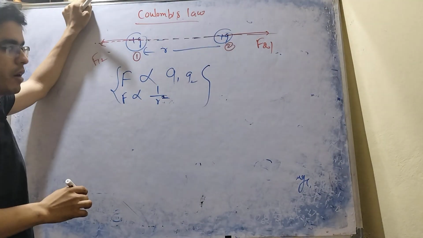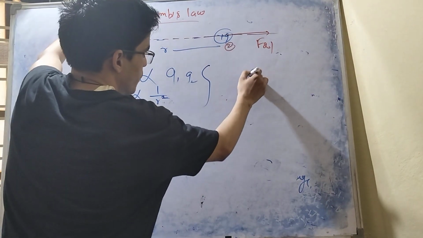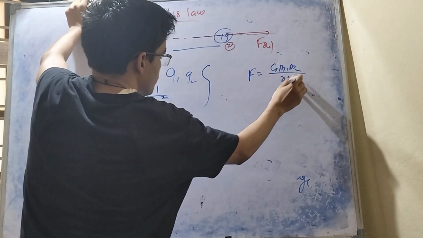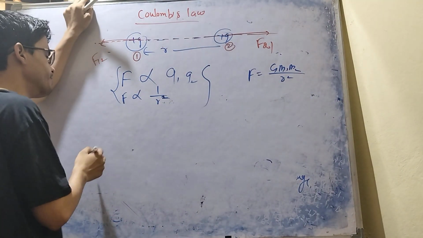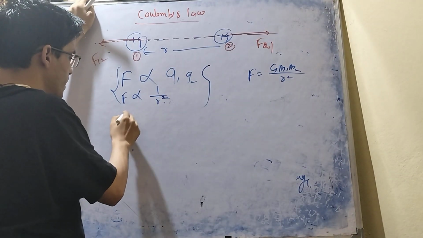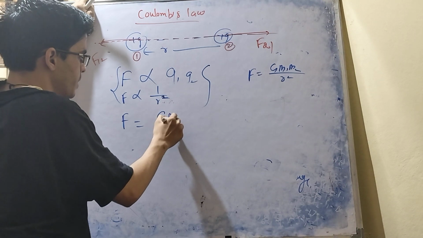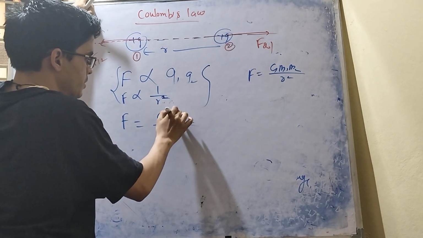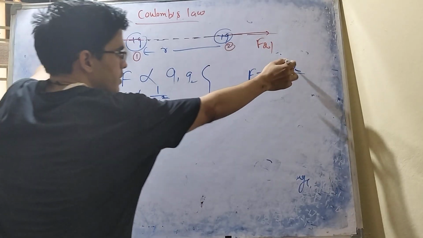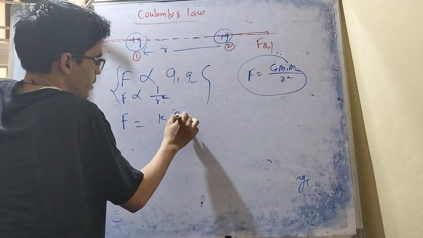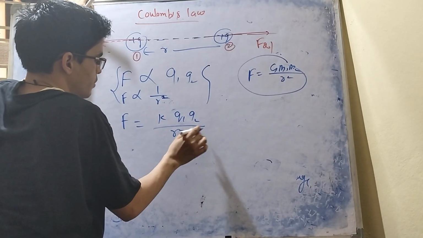Actually, in the case of gravitational force also, you know, gravitational force equals G M1 M2 by R square, correct? Here also it is correct. So by including both equations, I can write F equals G M1 M2 by R square for gravity, and similarly here K Q1 Q2 by R square.